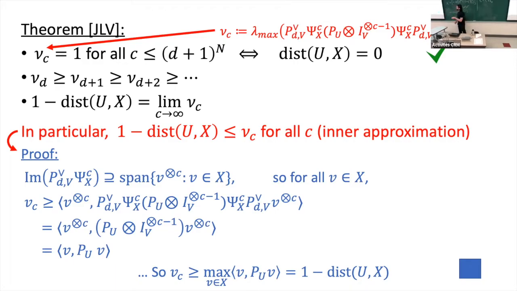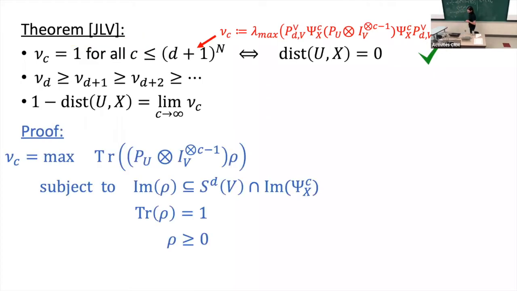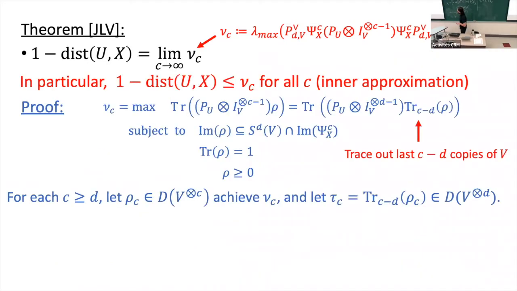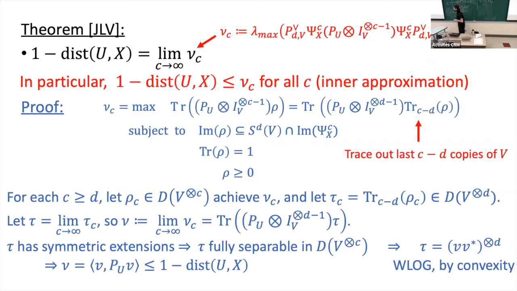And then, you prove that they actually converge to the true distance as you go to infinity. I will skip this. So you set up an SDP. The proof uses basically symmetric extension. There's this result in quantum that if you take a mixed state, it's separable if and only if it has what are called symmetric extensions for all orders. And we're working in symmetric space.